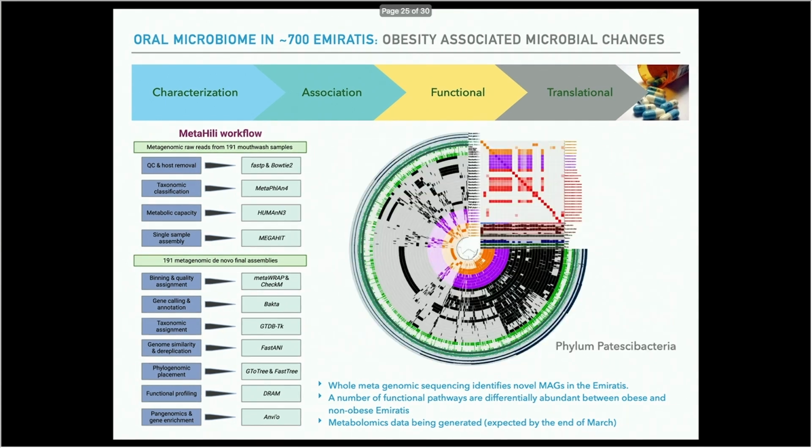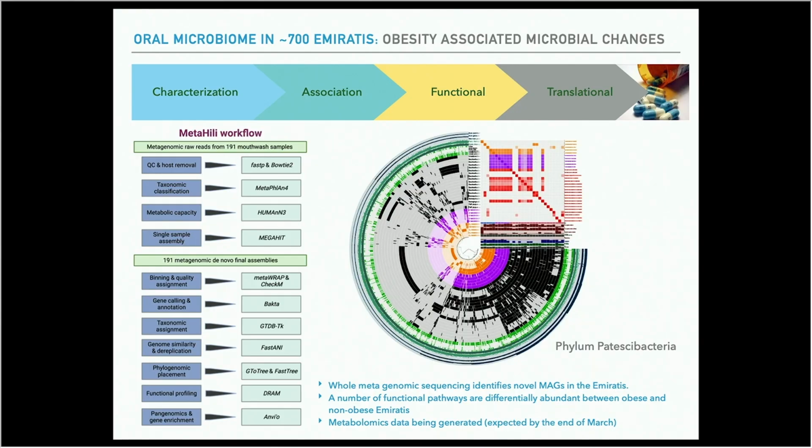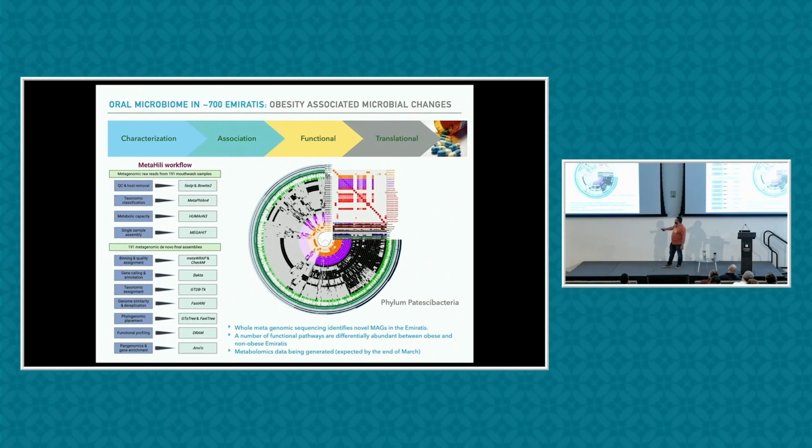We find a bunch of cool MAGs that are only present in Emirati people, and these MAGs are super interesting because right here, as you can see, this is a Patescibacteria phylum. The purple is obese, orange is non-obese, and gray are reference. Each line here is a gene content. There are a bunch of MAGs from obese individuals that have these genes, not highly present in normal individuals, right?